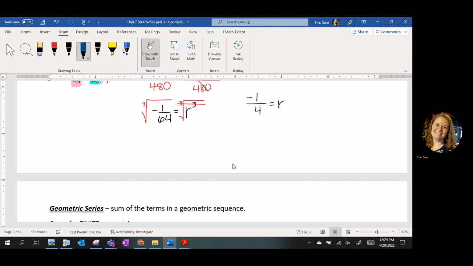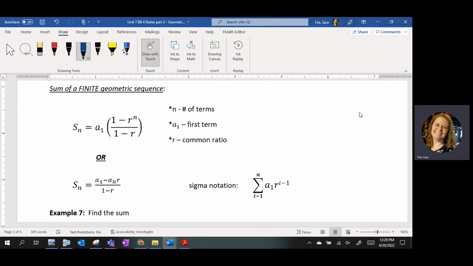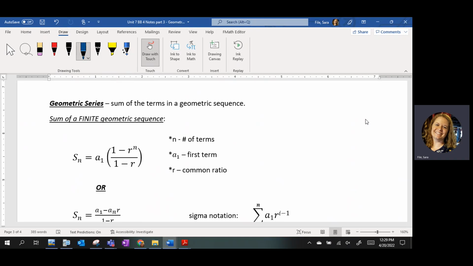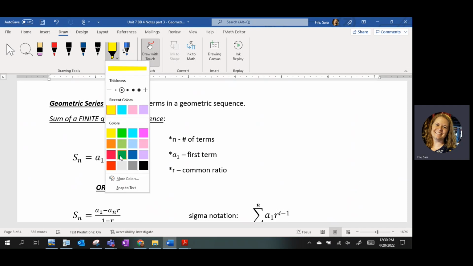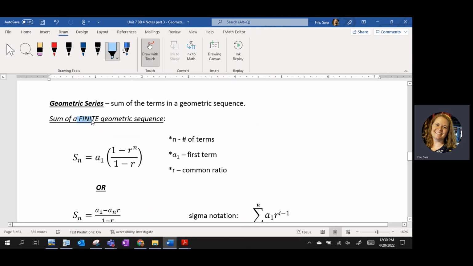All right, now, series. Remember, a series is just the sum of all the terms in a sequence. So we said an arithmetic series was the sum of all the terms in an arithmetic sequence. So a geometric series is the sum of all the terms in a geometric sequence. Okay, that doesn't change. Now, there are different types of sequences and series. There are finite and there are infinite. Okay, so here we are looking at finite geometric sequences.